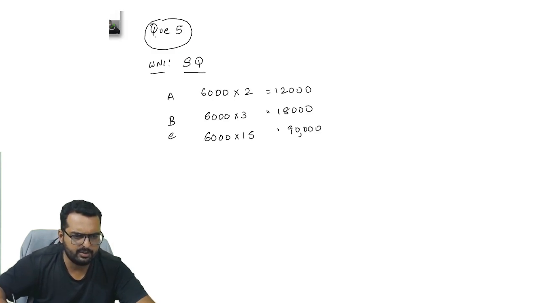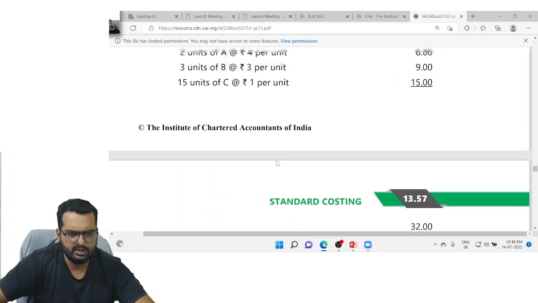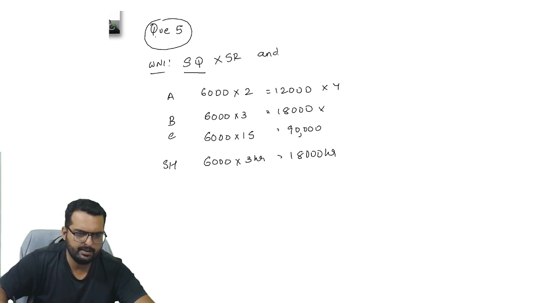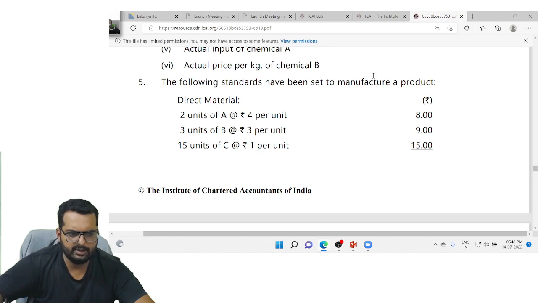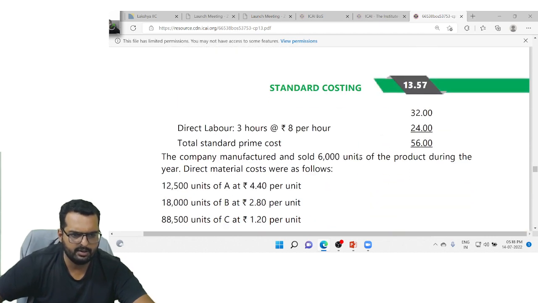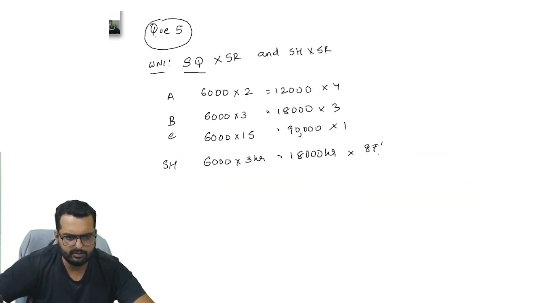SH will be how much? 6,000 into 3. That is going to be how many hours? 18,000 hours. This will be your SH. And SP is already given. This into 4. SQ into SP and SH into SR. Then 18,000 into 4, this into 3 and this one into 1 rupee, and the standard rate is given down at how much? 8 rupees per hour.